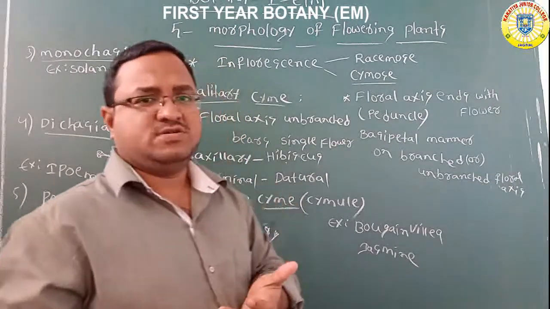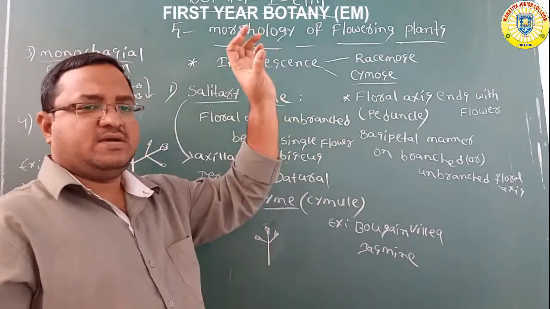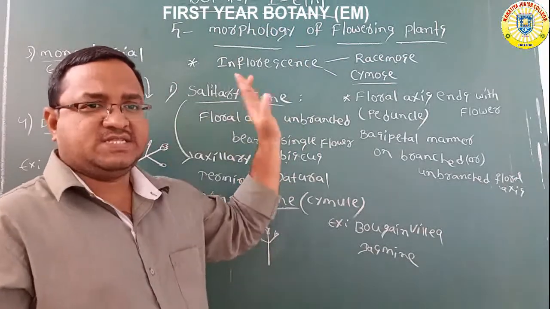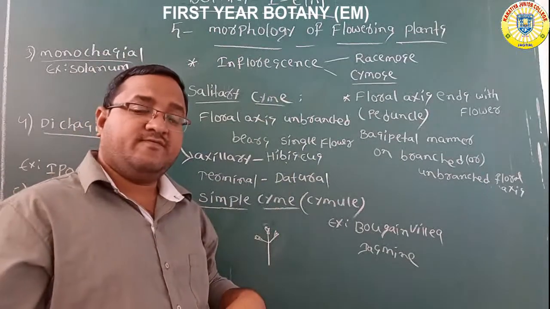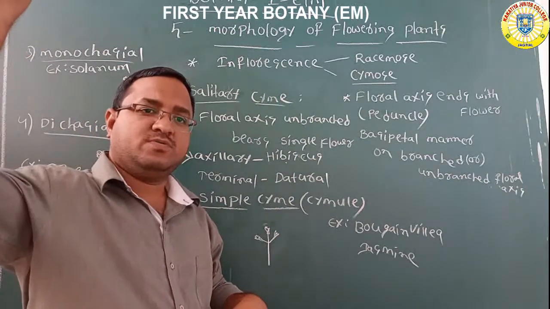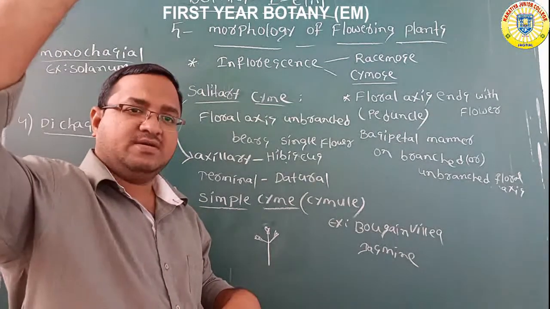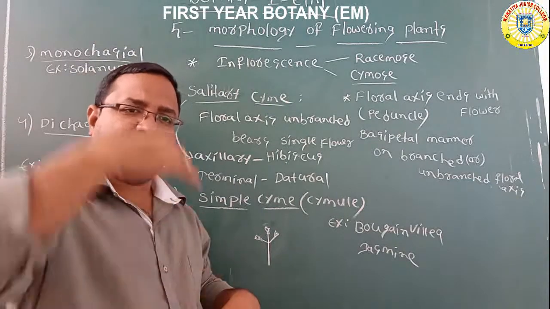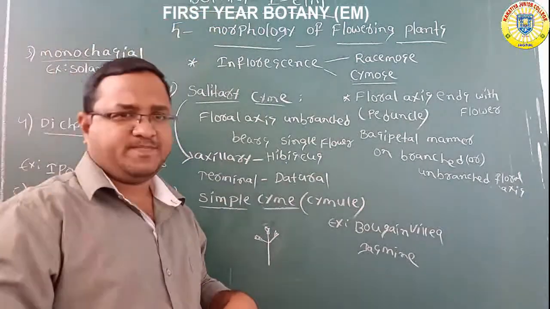So first, the floral axis is unbranched. A single flower is developed on the floral axis. So that is solitary cyme. In these two types, the flower is developed in the axil or terminal. Axil means axillary solitary cyme. Terminal means terminal solitary cyme.